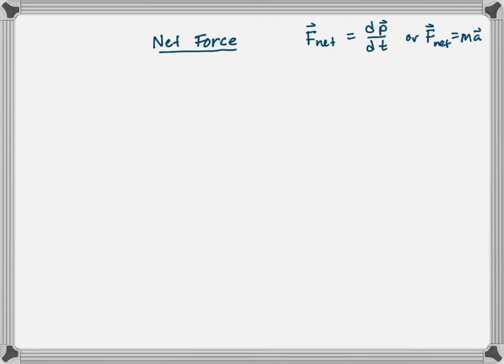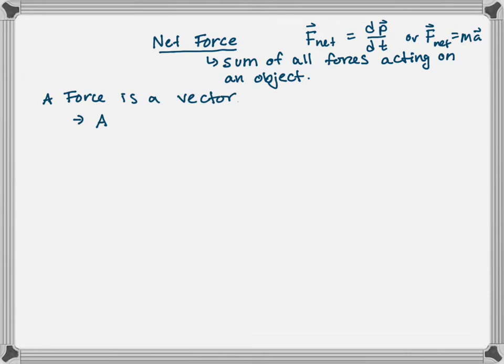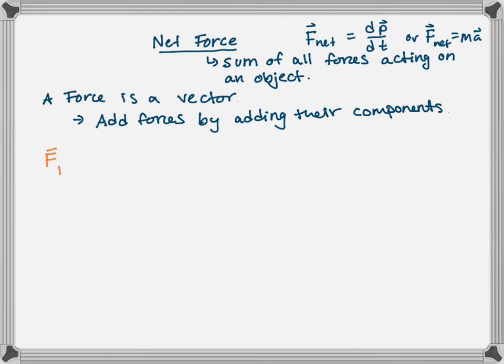Sometimes people confuse F net with just F, like a force gives us this, but it's really the sum total of all forces, which is what net force means, that is going to give us the rate of change of momentum or mass times acceleration. So we have to add up all of the forces in order for this equation to work. The tricky thing here is that force is a vector. So we have to add the forces by adding their components. We can't just add the magnitudes of the forces. We actually have to know their components or their directions or something like that in order to add them properly as vectors.